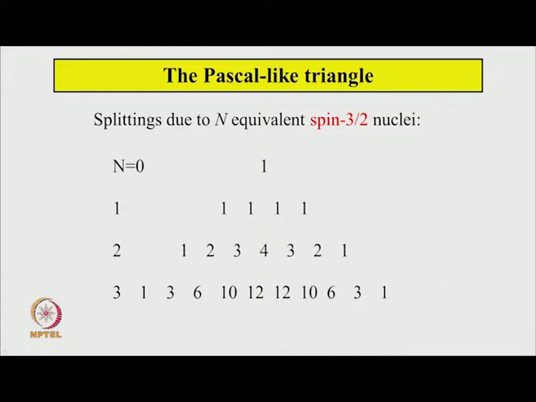Now we have seen the copper spectrum where spin is 3 by 2. Can we create a Pascal like triangle for 3 by 2? Again, the procedure is very similar but not quite the same, and the triangle is shown here. When there is no hyperfine splitting, let us say the intensity 1 is here. Now when one spin 3 by 2 splits the line, there will be 4 transitions.